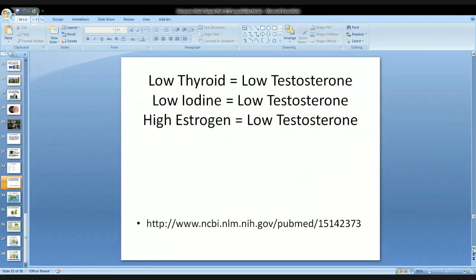So we know that low thyroid causes low testosterone, and low iodine can cause low testosterone, and high estrogen causes low testosterone. So guess what you're going to actually recommend for a male to improve their testosterone? Iodine, sea kelp. That's one of the best remedies, okay?